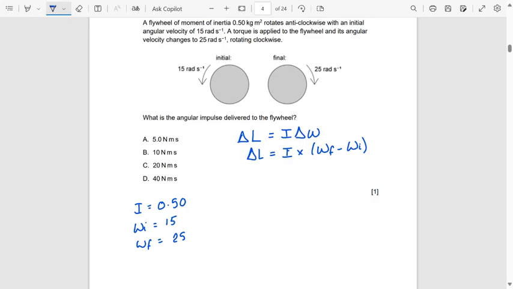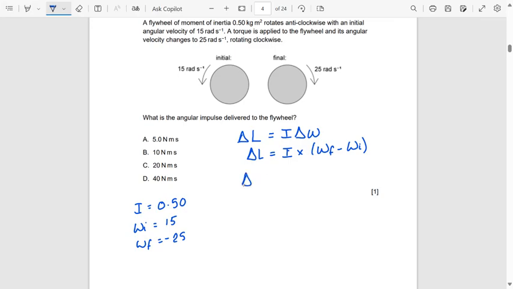So we need to make one of them negative. Now it really doesn't matter which one you do. I'm going to start with an initial of positive, and so my final is going to be negative. You could do it either way round, so don't worry about that. It will all come out in the wash.